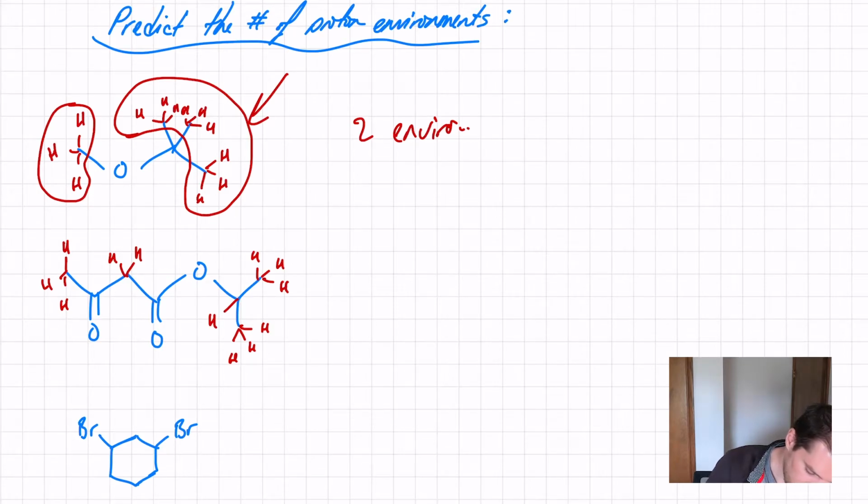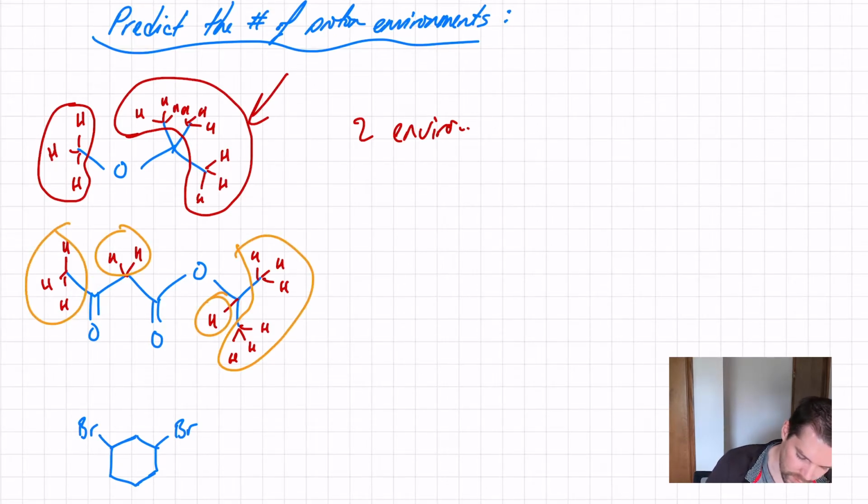So here, that is unique. There's nothing else. So those 3 are in the same environment. These 2 are in the same environment. There's nothing else that looks just like that. This guy is all by himself. He's bonded to that carbon. But then from this carbon, I can go that way or that way, and that's exactly the same. So these are all in the same environment. So let me put some circles here. So there's 1 environment, there's 2, there's 3, and there's 4. So this one has 4 environments.